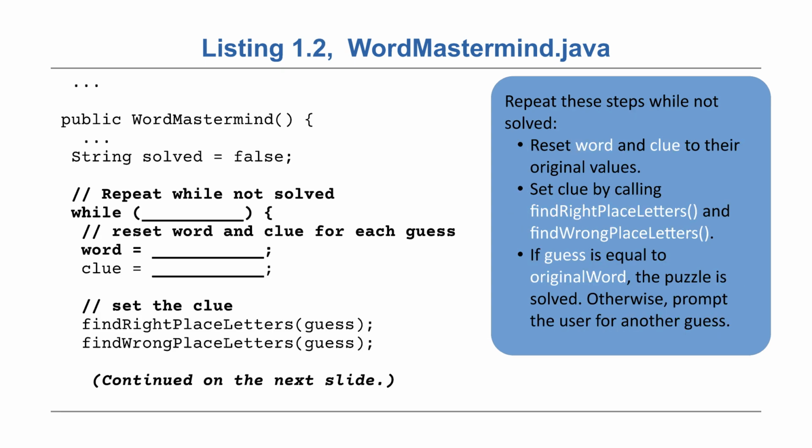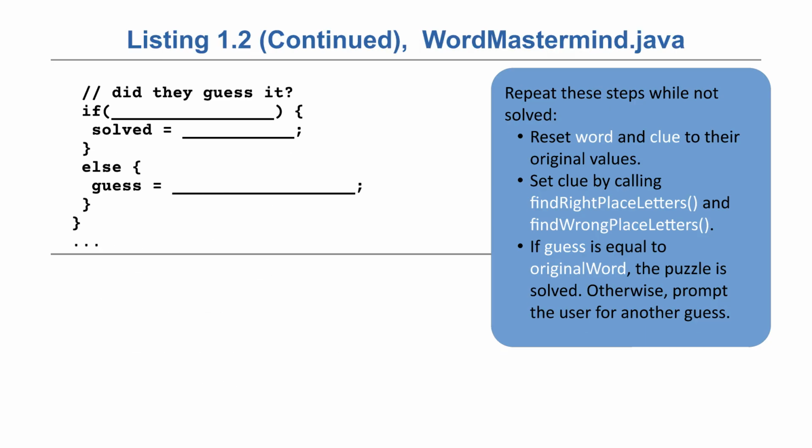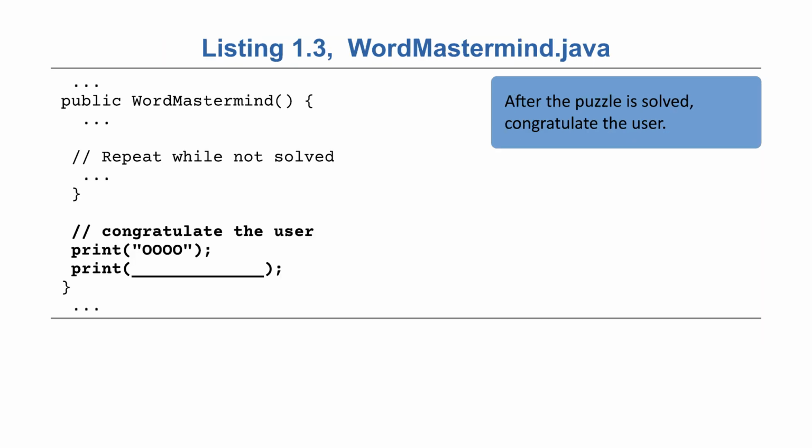Next, repeat these steps while not solved. First, reset word and clue to their original values. Then set clue by calling find right place letters and find wrong place letters. After that, if guess is equal to original word, the puzzle is solved. Otherwise, prompt the user for another guess. Hint: use just the clue as the input prompt. Hint: since you now use clue as the input prompt, you no longer need the statement that said to print the clue. Finally, after the puzzle is solved, congratulate the user.